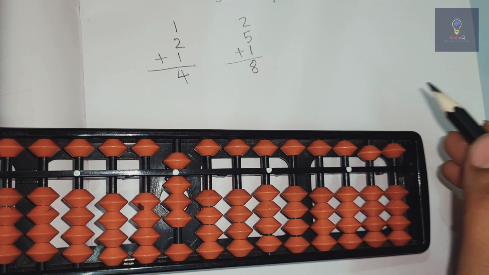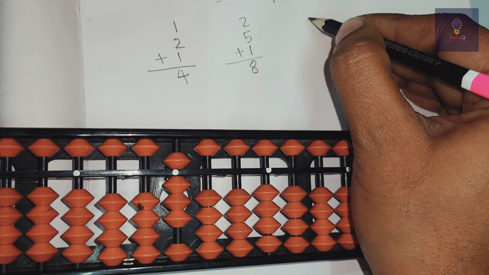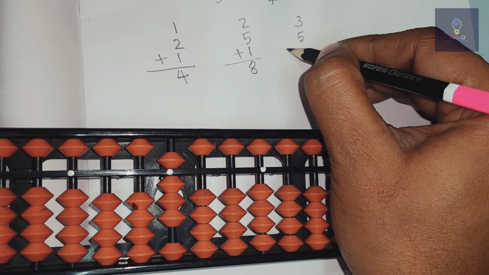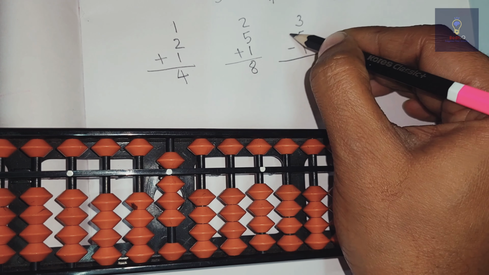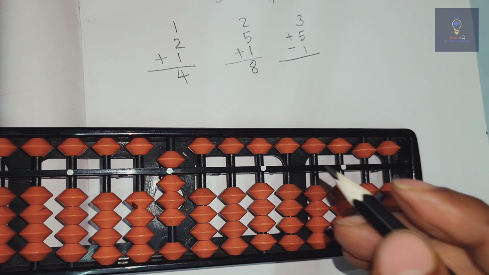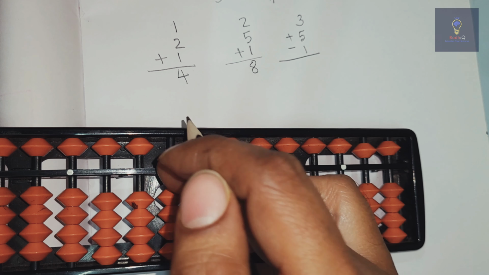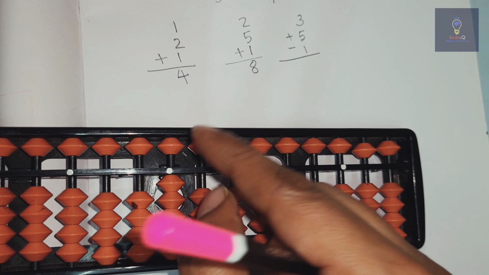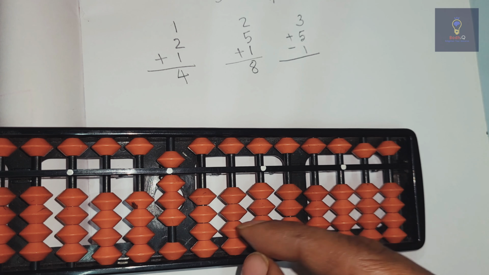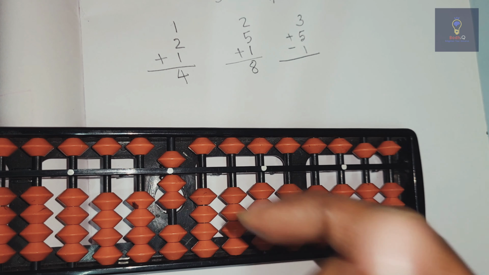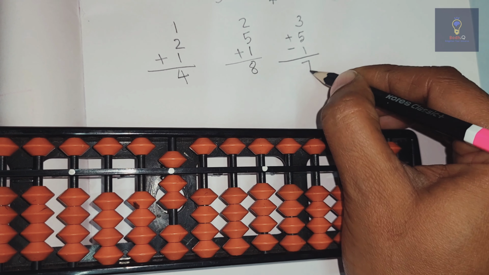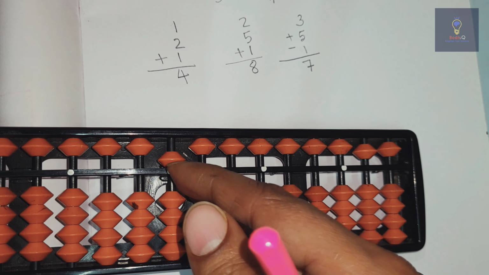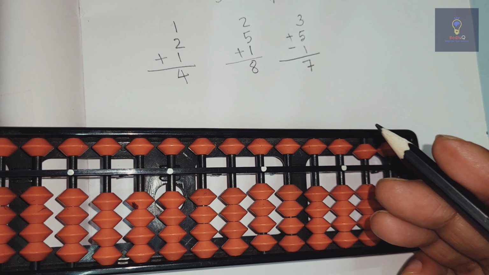Now let's take another example. Let's say we have 3 plus 5 minus 1. First let us reset this and we will move 3 beads up and then 5, and then less 1. So the answer will come as 7. So here comes our result. In this way we can practice using abacus.